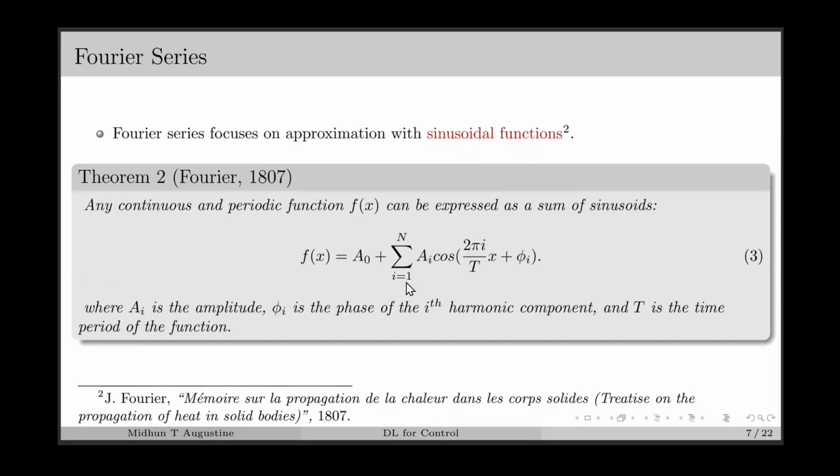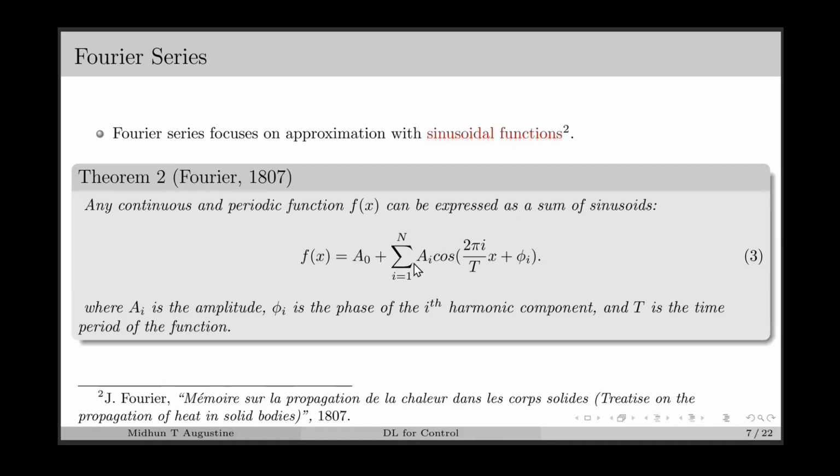Next, another result is the Fourier series, which studies the approximation using sinusoidal functions. It says that any continuous and periodic function can be expressed as a sum of sinusoids as in equation 3, where A_i is the amplitude and phi_i is the phase of the ith harmonic component, and T is the period of the function. It basically means that any periodic function can be represented as a sum of sinusoidal functions.